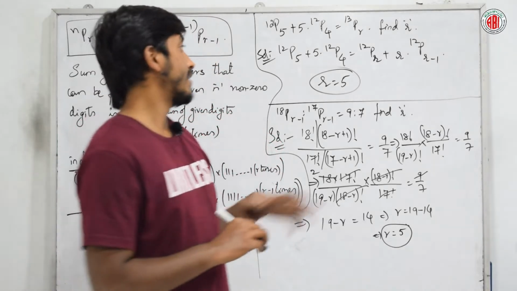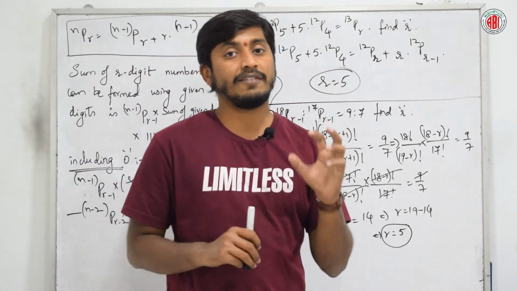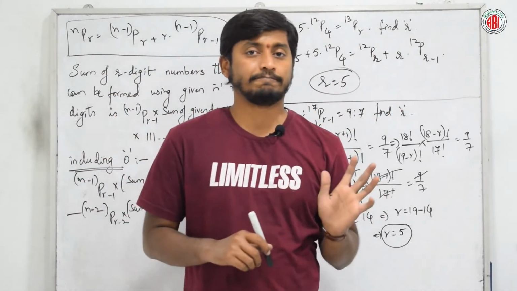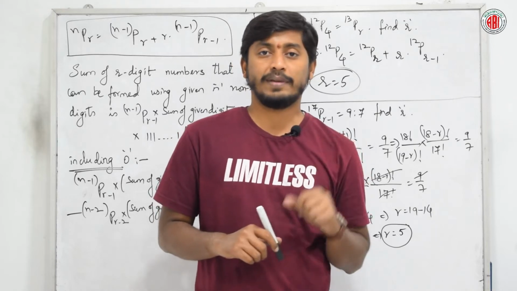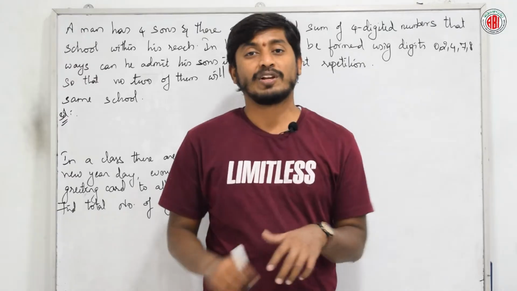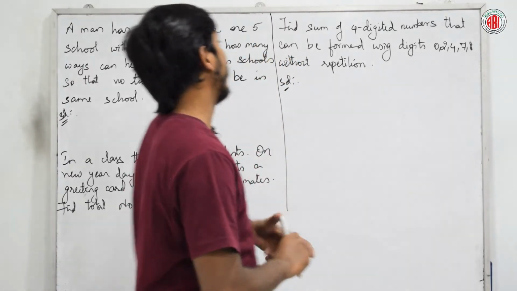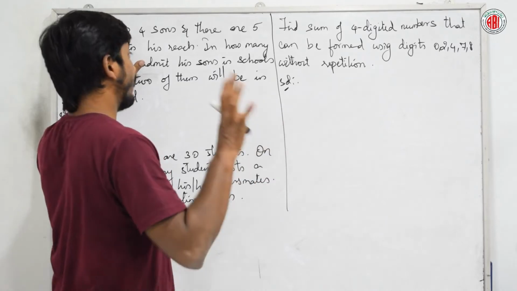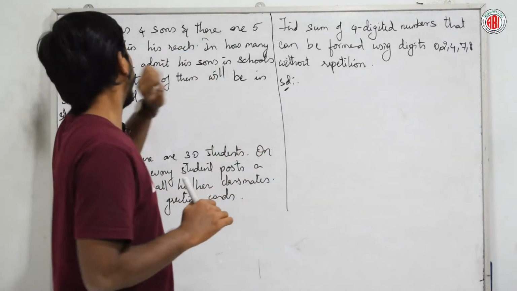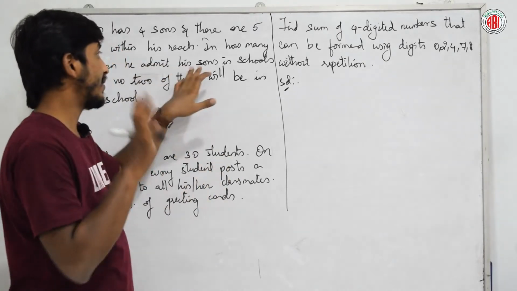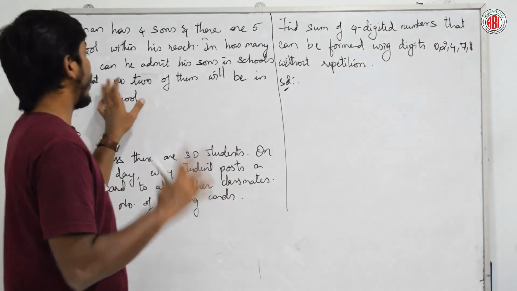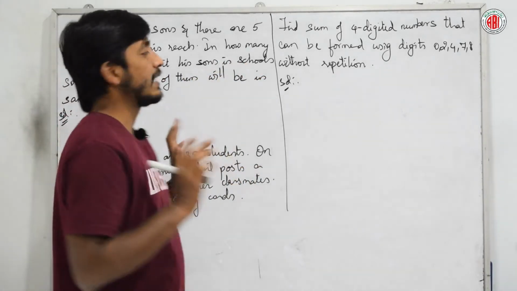If it is NPR, we will say that we have n items in which r items have to be selected. So the formula is NPR. Shall we do those kinds of problems now? Let's do. Look at the question here. He is telling that a man has 4 sons and there are 5 schools within his reach. In how many ways can he admit his 4 sons in 5 different schools so that no 2 of them will be in the same school?